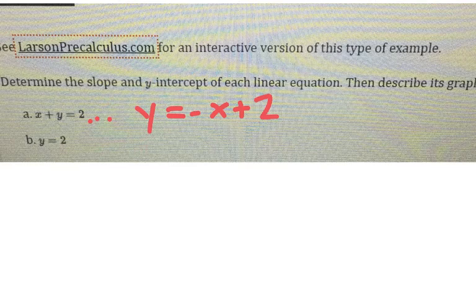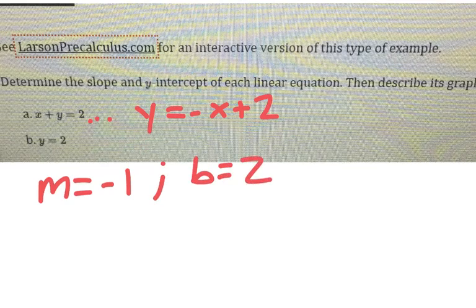Now, is this in slope-intercept form? It is. So first, determine the slope. What is the slope of this line? Negative 1. What's the y-intercept of this line? 2. So if you had to describe its graph, how would we describe it? Well, I would say it goes through the y-axis, or it has a y-intercept at 2. And then we could go down one, right one to find the next point on the graph.